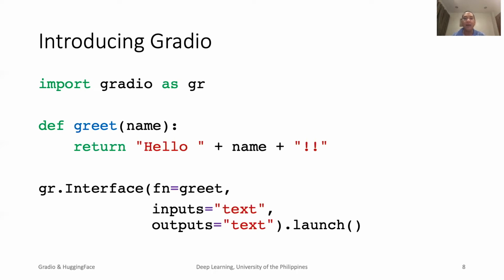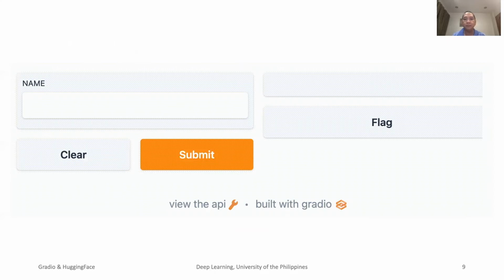Lastly, we create an interface with the following parameters. Fn is a function to call upon accepting an input, which is text. The output is also text, which is simply the return value of greet function. With the interface instantiated, launch the app, and it is done. Let us see the app. This is the app in action. We've built a simple web app with just few lines of code.